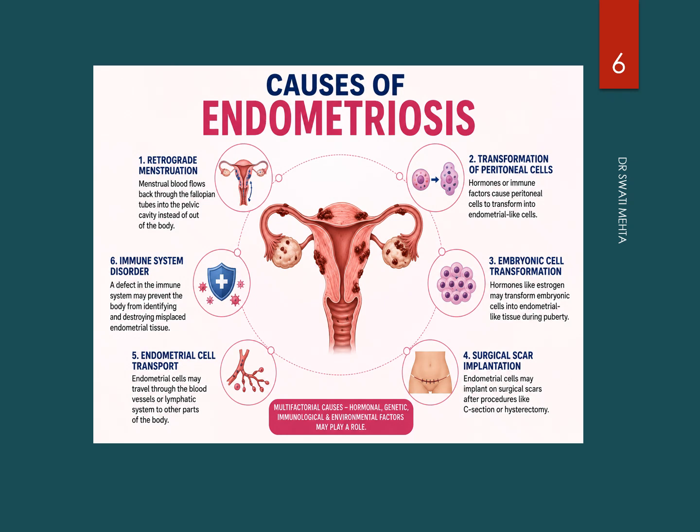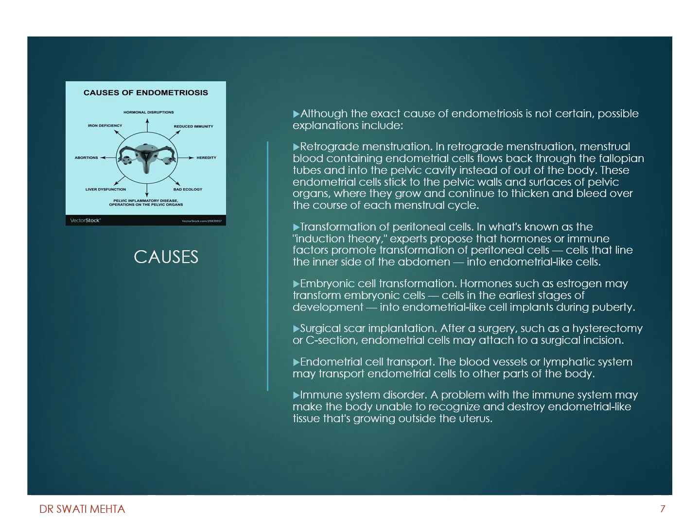Fifth, lymphatic and blood vessel spread. Endometrial cells travel through the circulation to distant sites. Sixth, immune dysfunction. The immune system fails to recognize and destroy the misplaced endometrial tissue. So these are the causes of endometriosis. This slide summarizes the major etiological theories behind endometriosis.